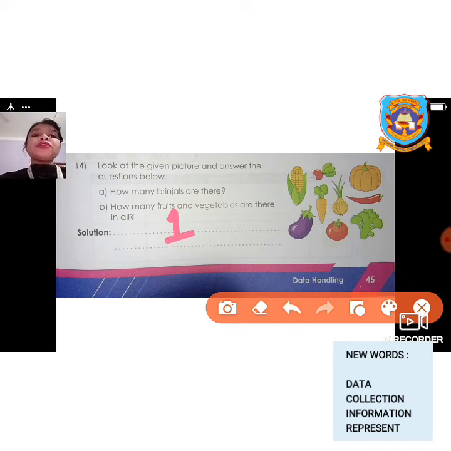How many fruits and vegetables are there in all? So count how many fruits and vegetables are there. So it is 1, 2, 3, 4, 5, 6, 7, 8, 9. So the total number of fruits and vegetables is 9. Okay. So children, these are the questions from the workbook.